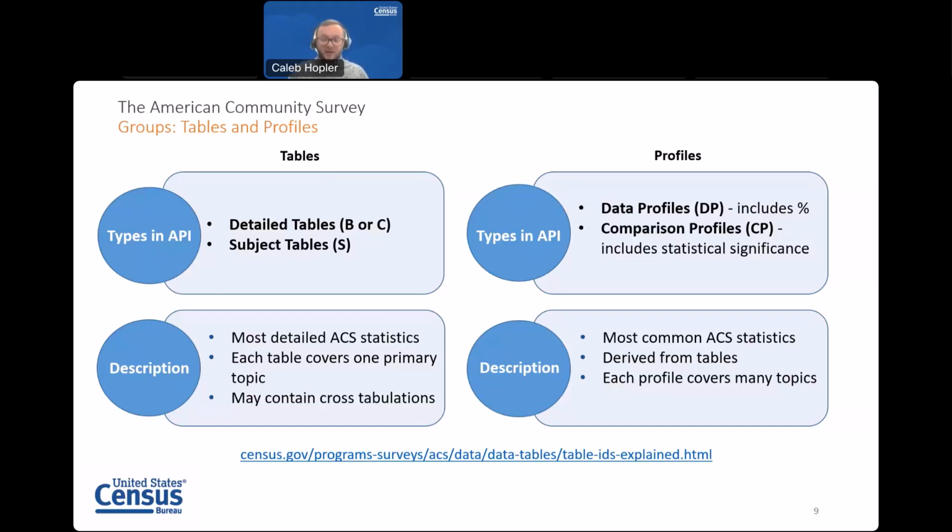Within those are the group types. The letters in parentheses next to the tables here and the profiles correspond to the beginning of the table ID, which will be important later when we are building our API calls. The most important thing to note is that only detailed tables, shown on the left here, are available at the block group level. And on the right, we have data profiles that provide a plethora of data. It's broad social, economic, housing, and demographic data within these profiles. And comparison profiles offer comparisons of these data across ACS years.